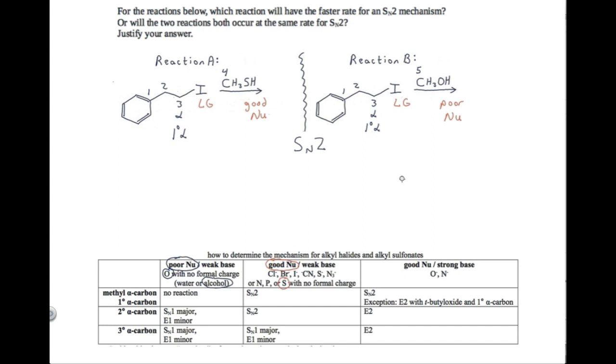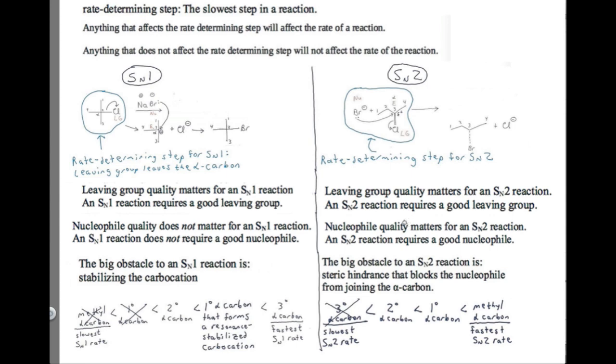Now, does nucleophile quality affect the rate of an SN2 reaction? Well, yes, we've learned that nucleophile quality does affect the rate for SN2. In the previous video, we learned that nucleophile quality does matter for the rate of an SN2 reaction. Why? Because the nucleophile participates in the rate determining step for SN2, so having a better nucleophile allows an SN2 reaction to proceed more quickly.